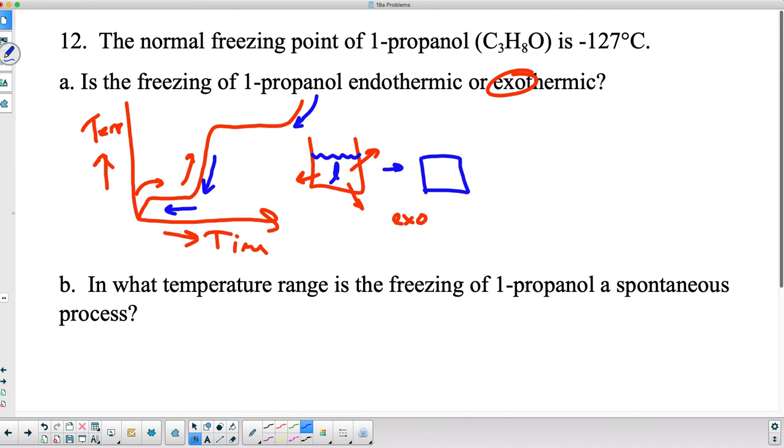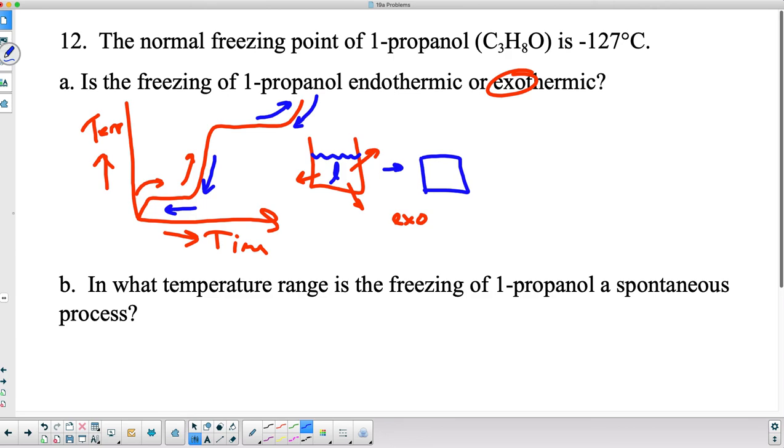Let me turn the timer off. I'll answer A and B, and then we'll start up with 12, C, and D then. So freezing is exothermic, melting and boiling in this direction are endothermic. The systems are gaining heat.